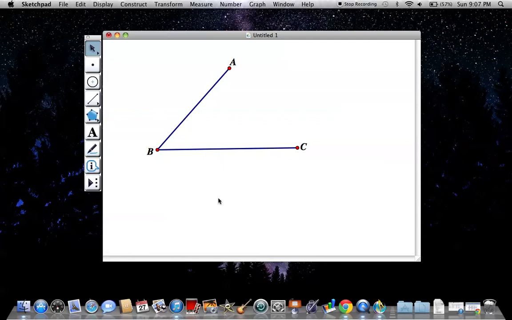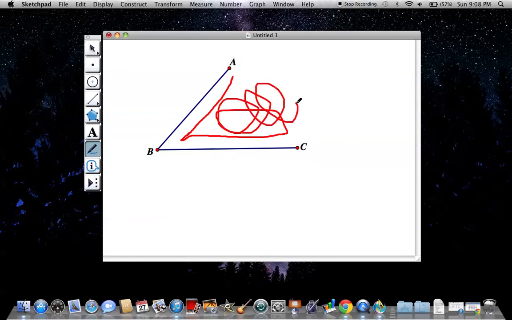Now the interior of an angle is basically all points in between the two rays. So everything in this region, any point in here, that's the interior. Everything outside of it is the exterior of the angle.